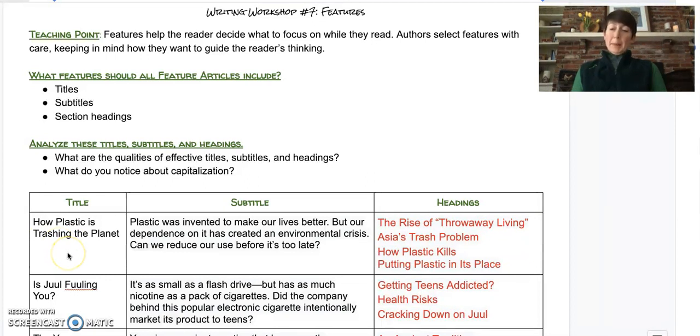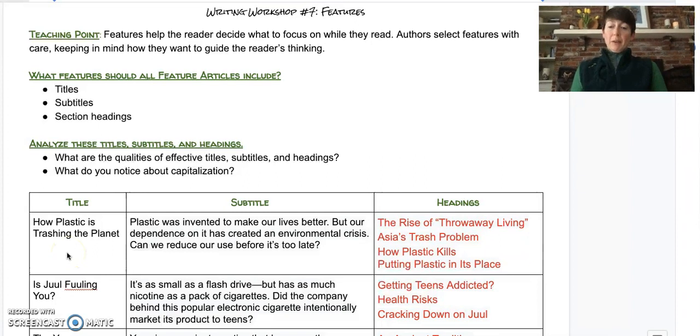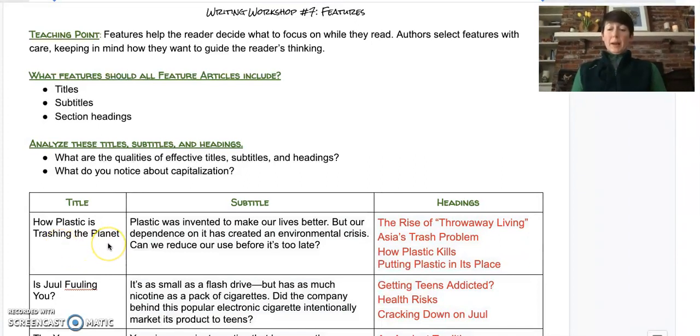I'm also noticing capitalization. I notice that every major word in the title is capitalized. First and last word is capitalized, as well as any word that is more than 3 letters long. So remember that rule that we learned? You always capitalize the first word, the last word, and any word that's longer than 3 letters. So that can help you remember that for your title.